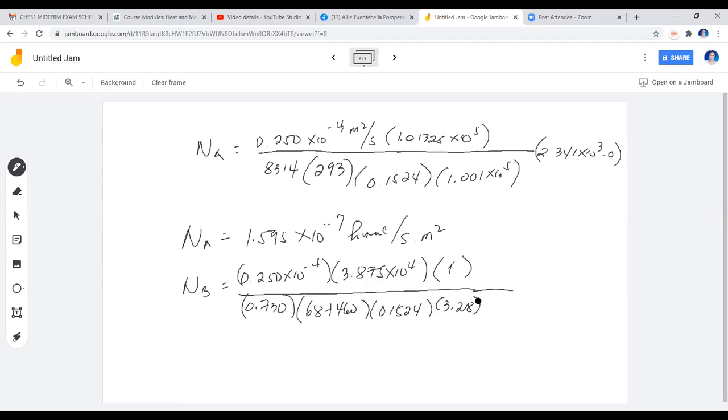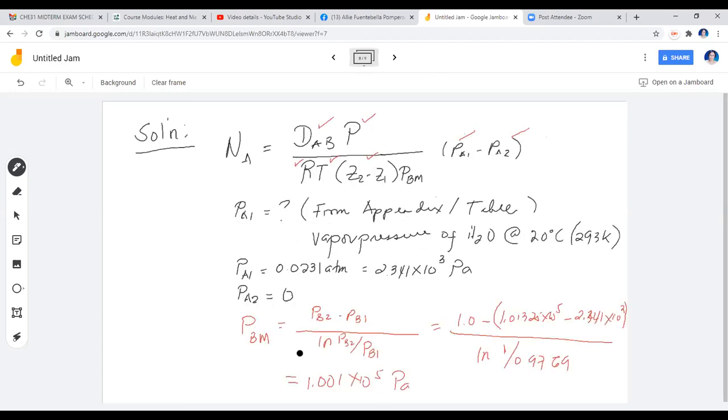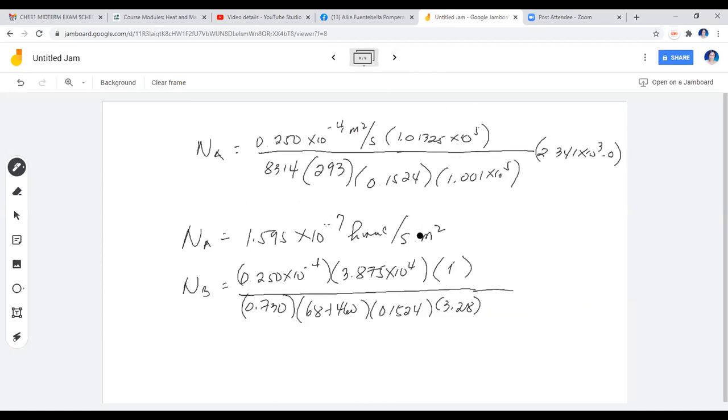We have this one, the Pascal, convert it to ATM. So you have 1.001 times 10 raised to 5. You can convert this to ATM by dividing it by 1.01325 times 10 raised to 5. This converts it already to ATM. This is originally in Pascal.